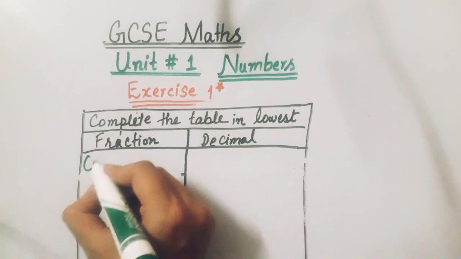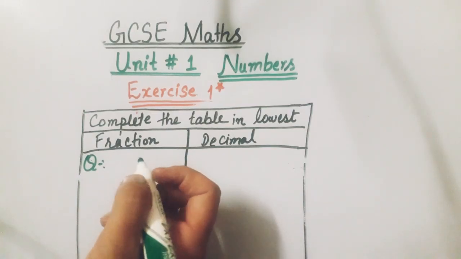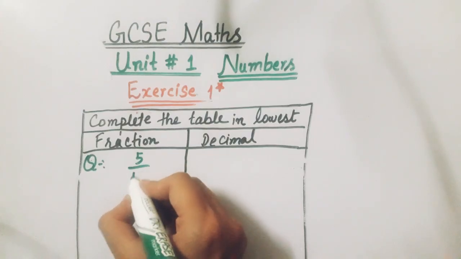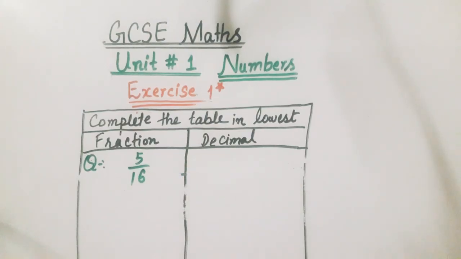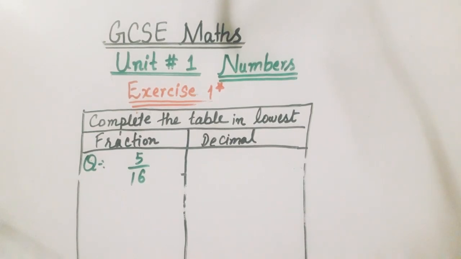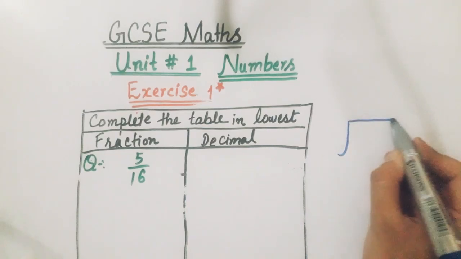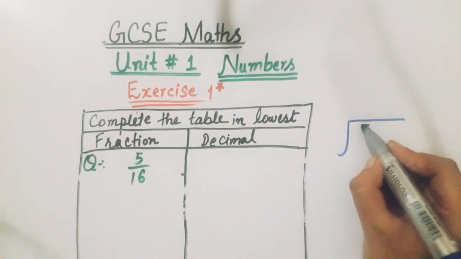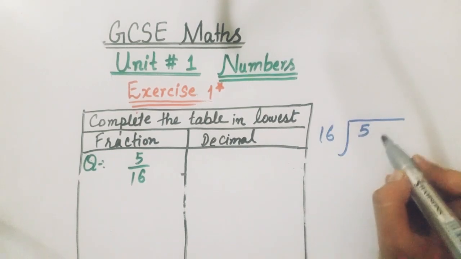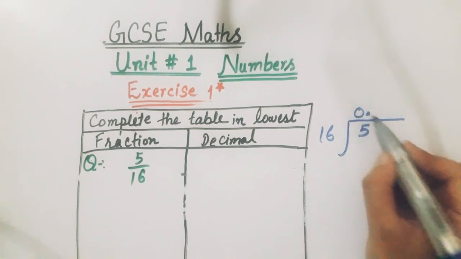Question number 7 is in the form of a fraction, 5 by 16. You have to convert this into a decimal. We will convert this by the simple division method. You can use a calculator also. So 5 is divided by 16. 5 cannot be divided, so we will write 0 point.